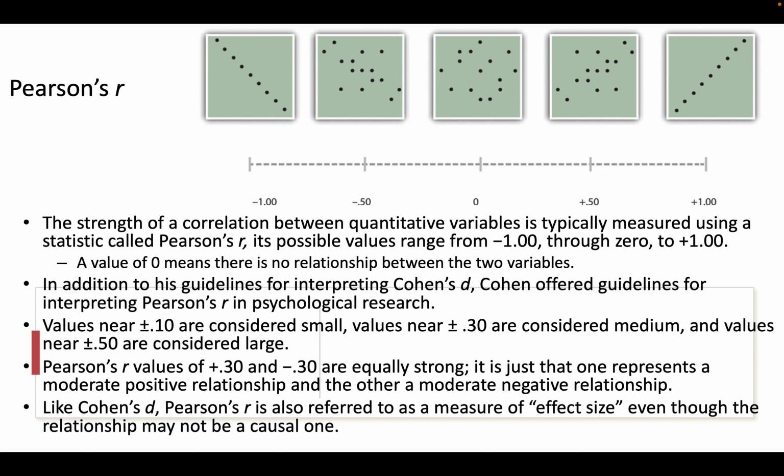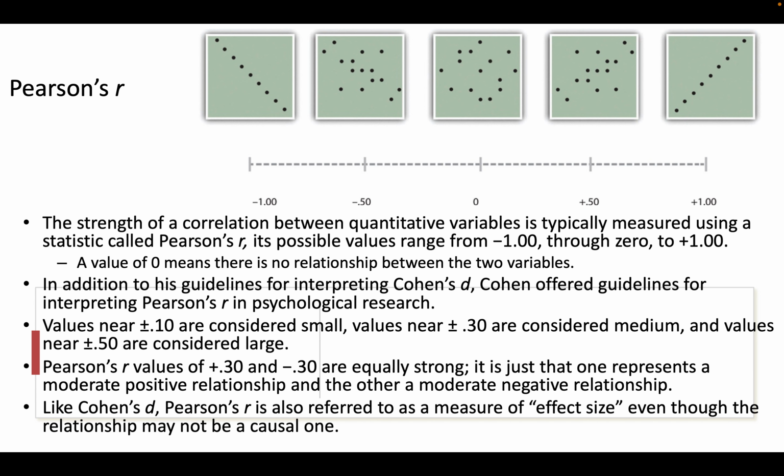Values near plus or minus 0.10 are considered small. Values near plus or minus 0.30 are considered medium. And values near plus or minus 0.50 are considered large.